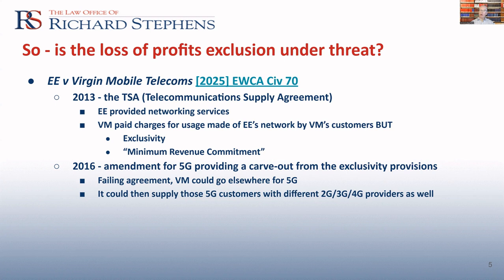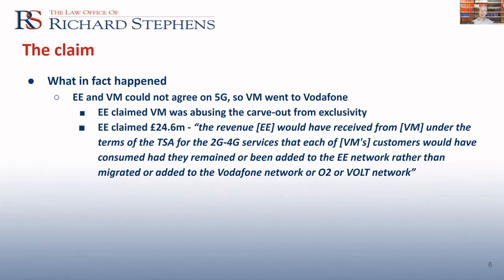And that's exactly what happened. They couldn't come to terms, and so Virgin Mobile went out and entered into a contract for 5G with Vodafone. The allegation in the case was that Virgin Mobile had diverted customers away from EE to other network operators outside of the permission given in respect of 5G.